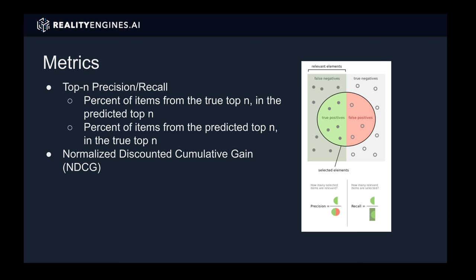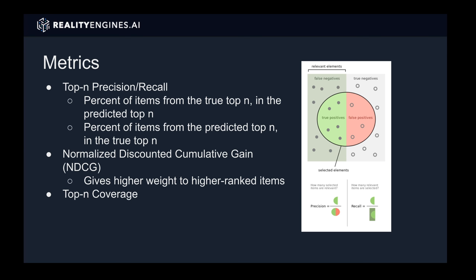Okay, so NDCG is pretty similar to precision, but it gives a higher weight to the higher ranked items. So it's more important if we get the user's number one pick correct versus like their number 100 pick. So it just weights these items based on how they appear in the user's true ranking.